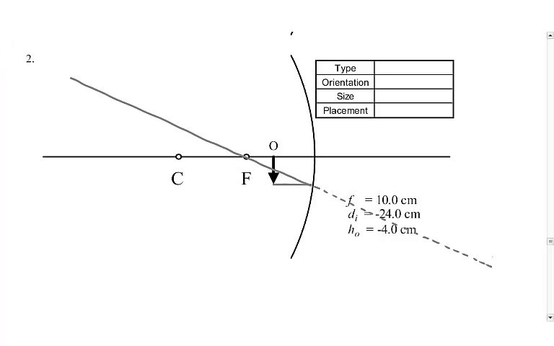The next rule that we can use is the third rule, where light rays lined up with the center of curvature will travel to the mirror and reflect straight back. So I just lined up my ruler with the center there. And you'll see that those light rays will be diverging when they reflect back.